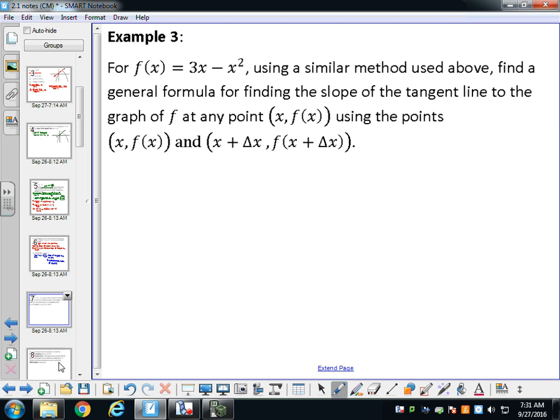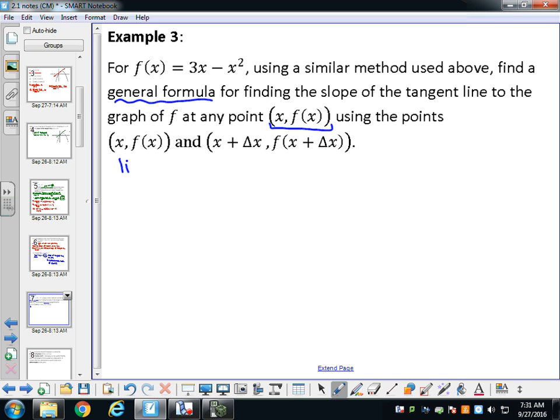All right, so what I'm going to do now is ultimately do the same thing. I'm going to use a similar method, but I want to find the general formula for finding the slope of any tangent line. So this time, I'm going to use the point x and f of x instead of 1 and f of 1. So that's where it's going to change a little bit. All right, but I still want to take that limit. So here's what I'm going to do.